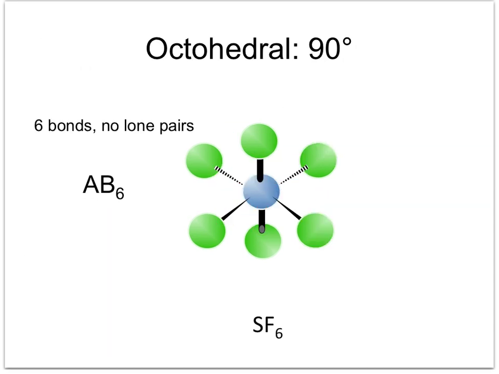Another shape that comes out of the exceeded octet is the octahedral shape. If we take a look at SF6, the 6 fluorine atoms will bond to the sulfur, creating 12 bonded electrons, or 6 pairs of electrons. So the code here is AB6. We've got the sulfur, which is the central atom, and we have 6 fluorine atoms. AB6, octahedral shape, 3-dimensionally, all of these angles are going to be 90 degrees.